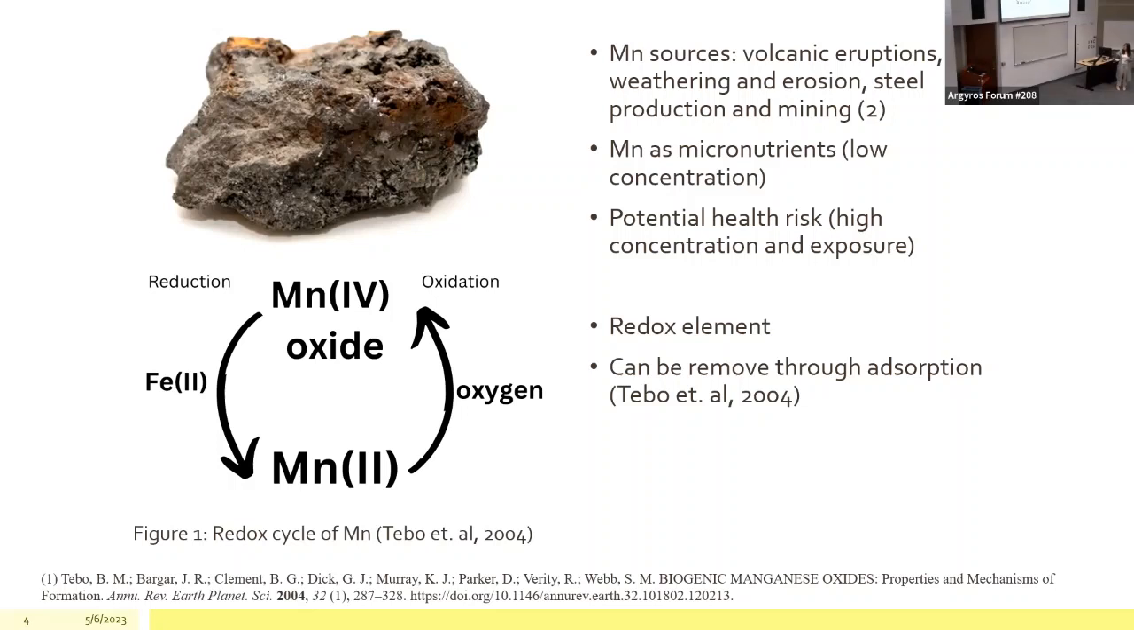Manganese is a highly redox-active element. As you can see on this table over here, under oxic conditions, with the presence of oxygen, it can precipitate as manganese oxides, which are precipitates that can get into our water sources and eventually into our drinking water. However, the manganese oxide can be reduced down to dissolved manganese via the presence of iron or other adsorbing surfaces, and be adsorbed onto the surface, hoping to remove the manganese content in our water source.